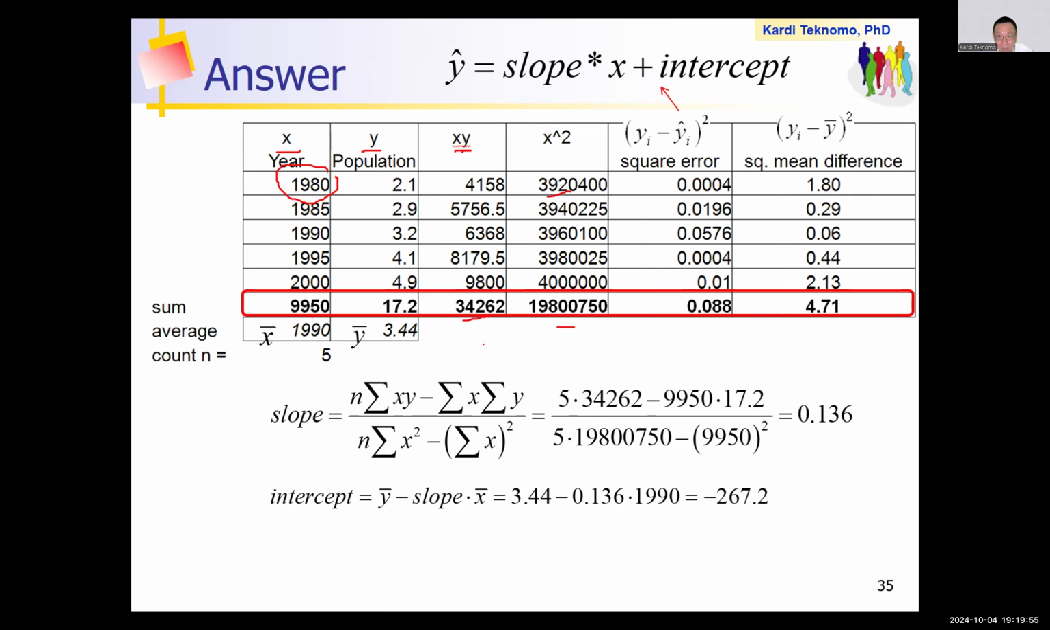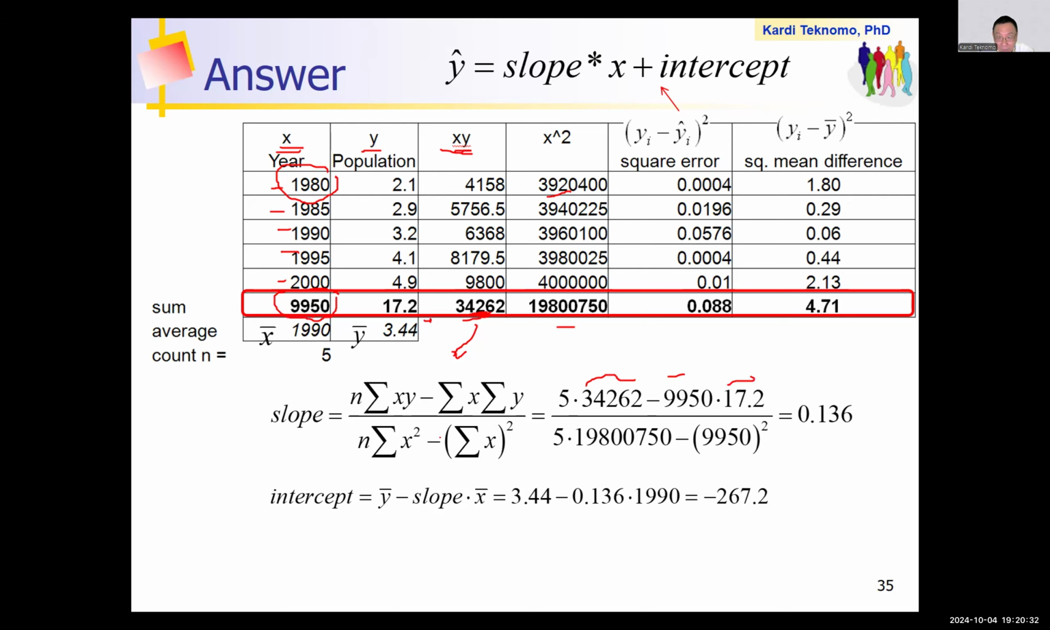Once you have this, you can calculate the slope. n is of course the number of data. So 1, 2, 3, 4, 5, n is 5. The sum of xy, this is the xy, so this is the sum, 3, 4, 2, 6, 2. And then the sum of x, this is the x, the sum here, so you put it here. The same thing, the sum of y, you put it here, 17.2.